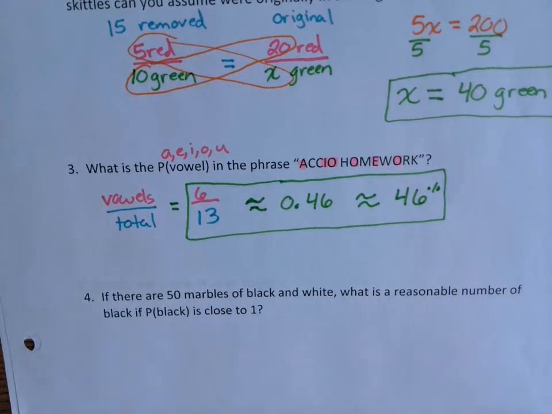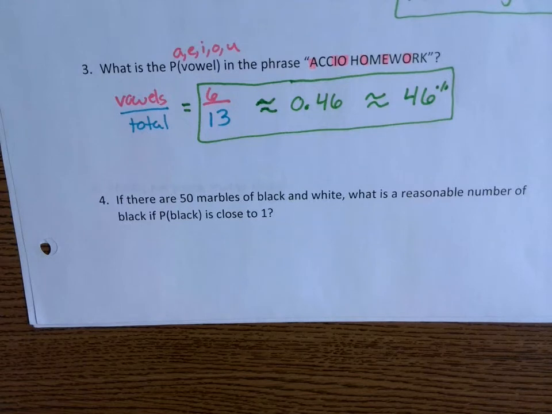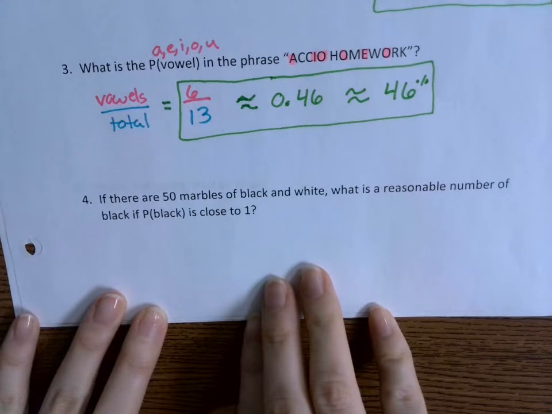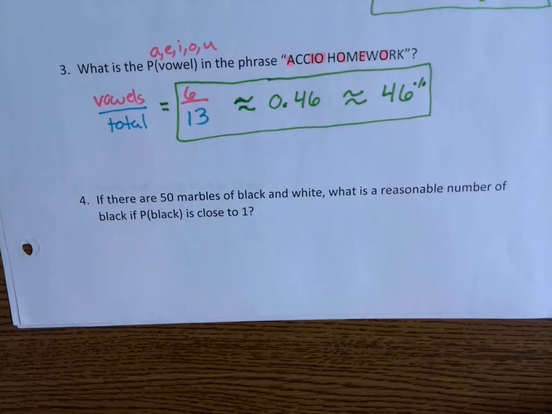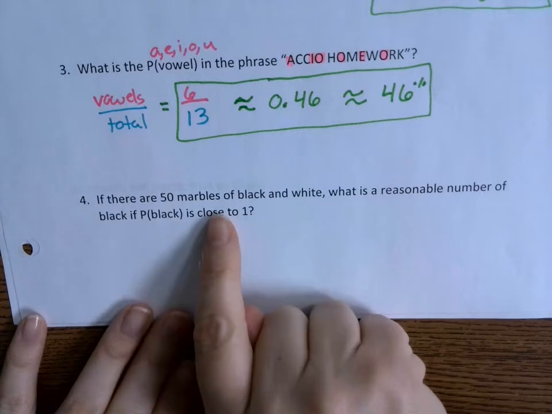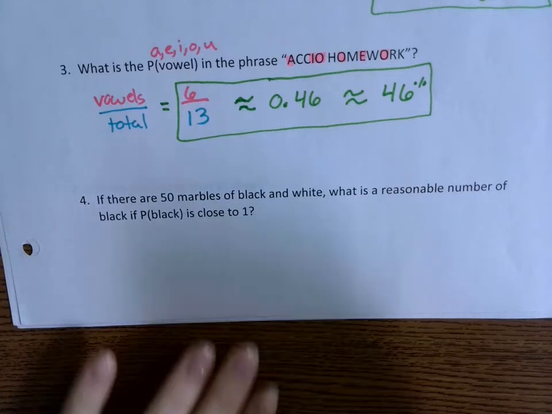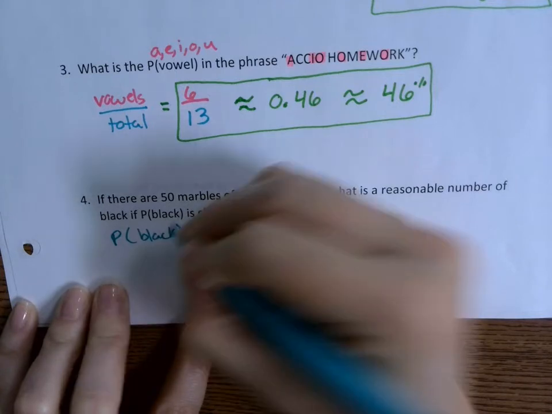Okay, and then number 4, if there are 50 marbles of black and white, this is a question from your quiz on Friday that a lot of people came up to me and asked about. So 50 marbles of black and white, what's a reasonable number of black if the probability of black is supposed to be close to 1? Close to 1. Okay, so if it's close to 1, we can safely assume that we're looking for a probability that is greater than or equal to 75%.